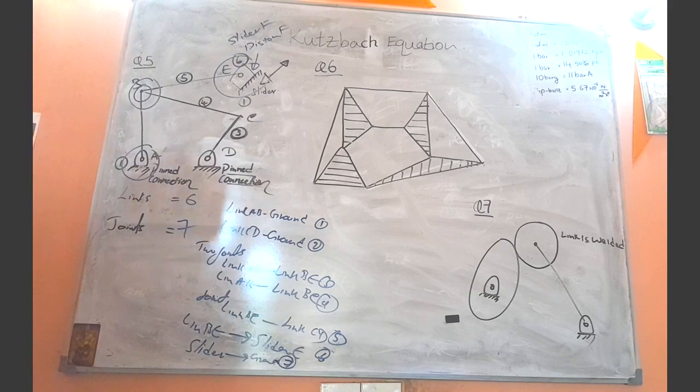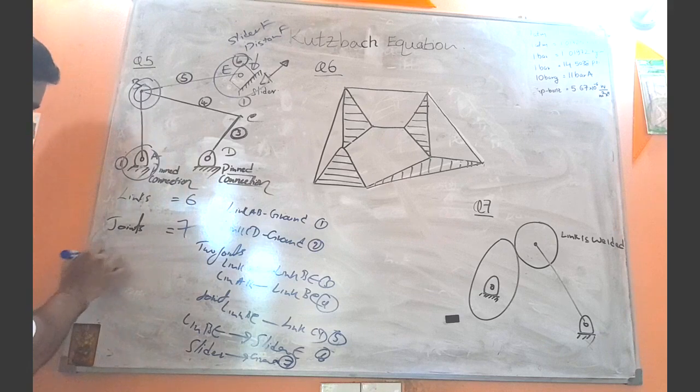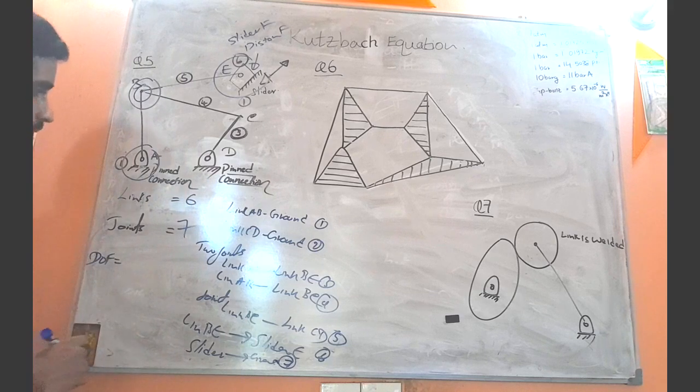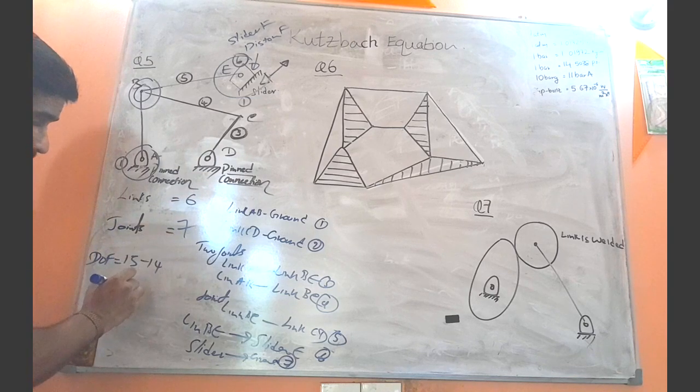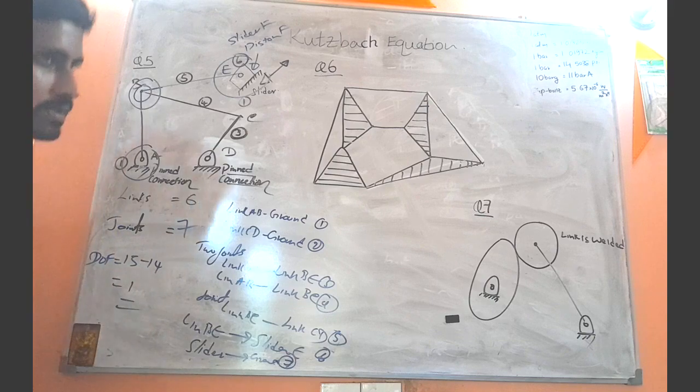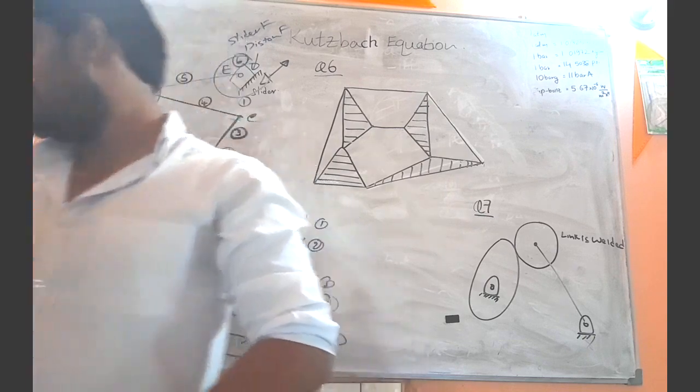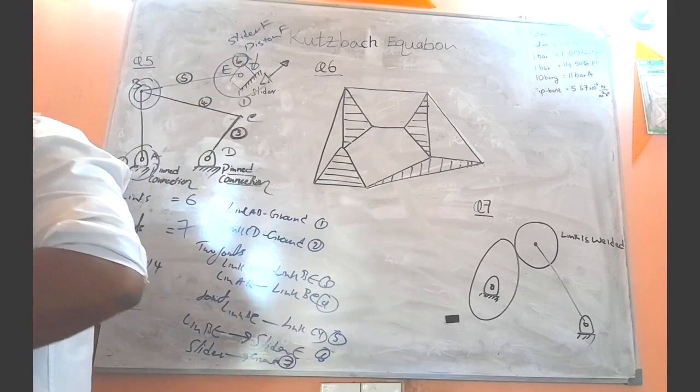Now the degree of freedom formula tells us that 3 times (6 minus 1), that is 5, so 15, minus twice the number of joints, twice 7 is 14, no higher pairs. 15 minus 14 is 1. So the number of degrees of freedom, or DOF, is what? What is the answer? It is 1.